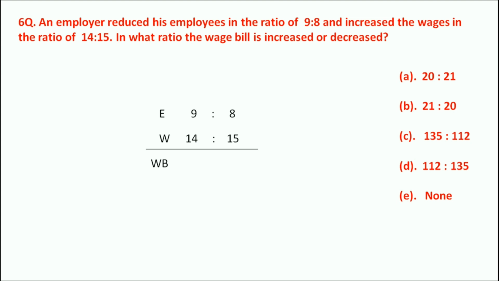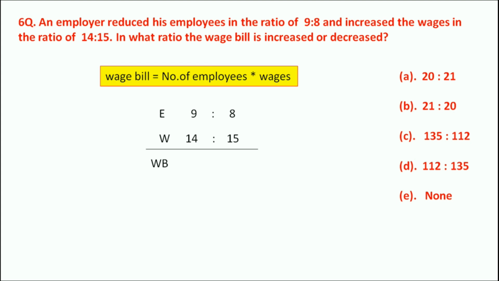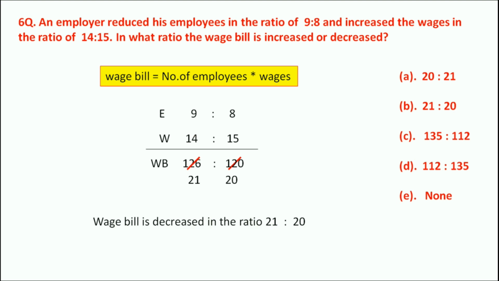We all know that wage bill is equal to the number of employees multiplied with wages. If we multiply employee with wage in this ratio, 9 14s are 126, 8 15s are 120. We get the ratio as 126 is to 120. 6 21s are 126, 6 20s are 120. Here if we observe the ratio, we can say that wage bill is decreased from 21 to 20. Therefore wage bill is decreased in the ratio of 21 is to 20.